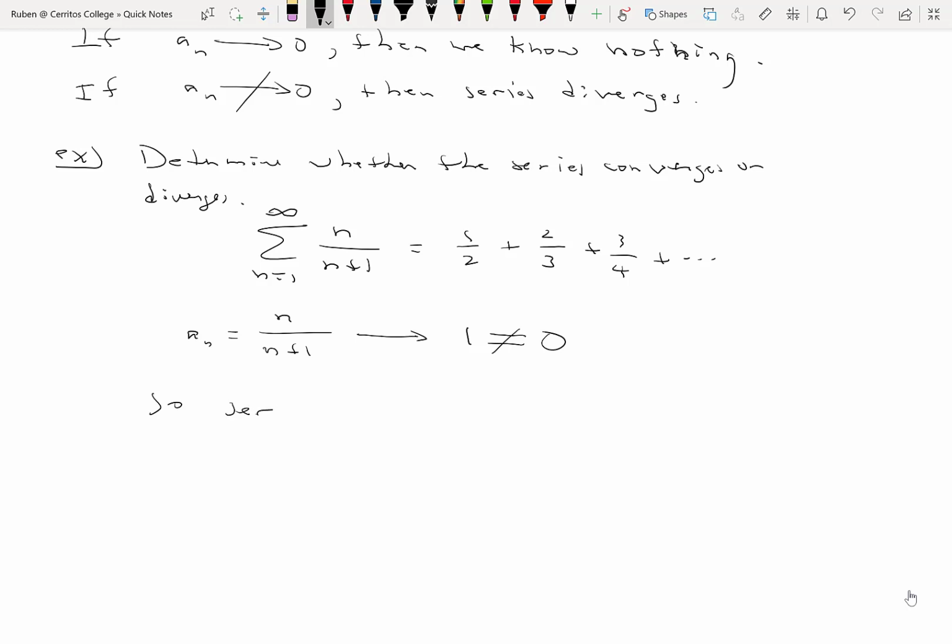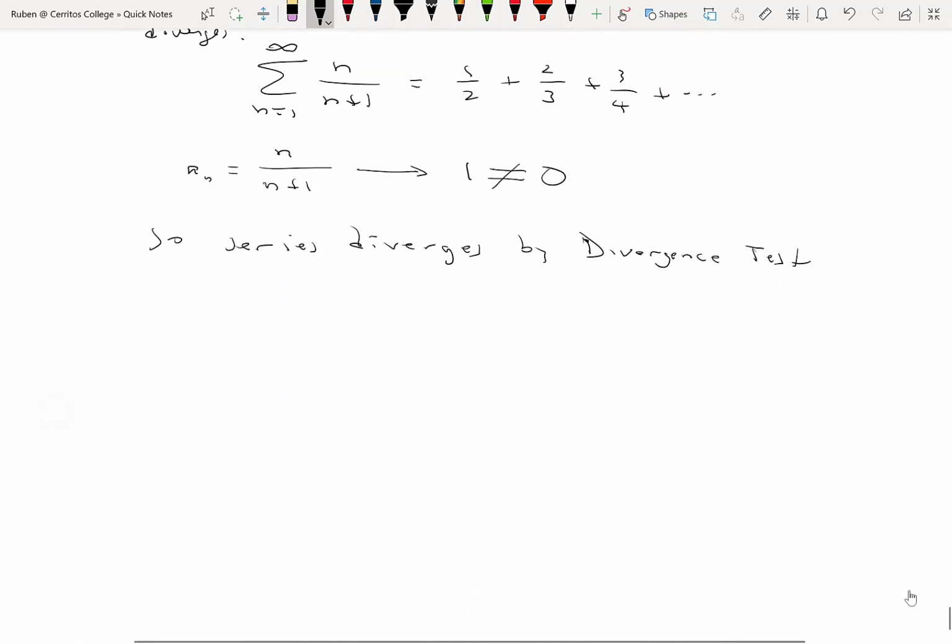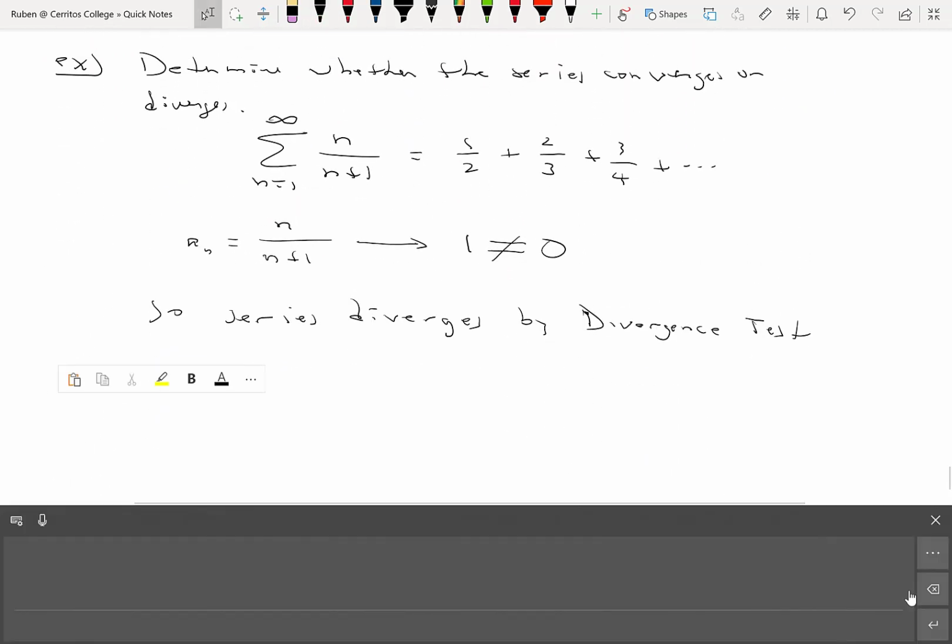So the series diverges, and what you write on your homework and on your test is: diverges, by the divergence test, or test for divergence. You can use either expression.